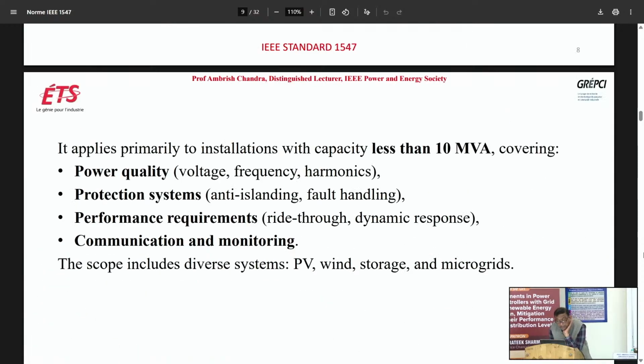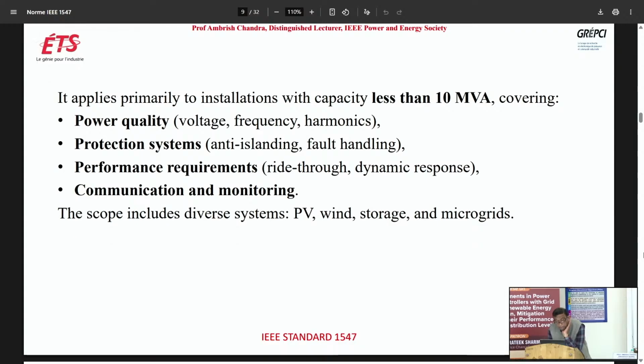It applies primarily to installations with capacity less than 10 MVA, covering power quality, protection system, anti-islanding, fault handling, performance requirements, right through, dynamic response, communication and monitoring. The scope includes diverse systems: PV, wind, storage, microgrids. Less than 10 MVA.